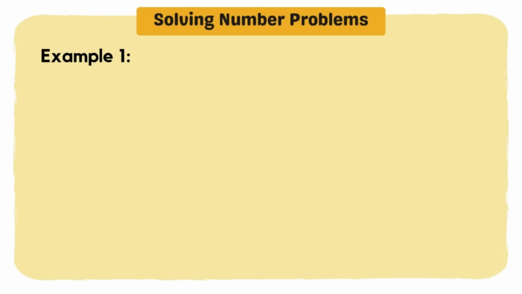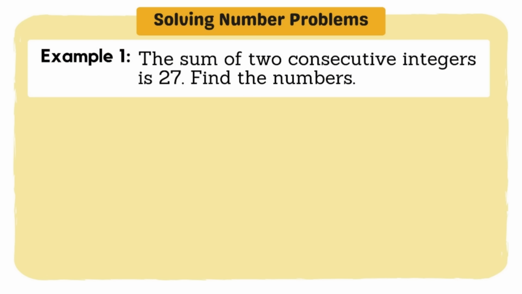Okay, now let's proceed to our first example. We have here the sum of two consecutive integers is 27. Find the numbers. So, this is an example of a number problem. So, ano ulit yung mga step natin? We have to reread the problem and identify the unknown quantity. So, here, we know that the unknown is numbers that are consecutive. Anong klaseng numbers? Integers. Okay, so we are going to look for two consecutive integers.